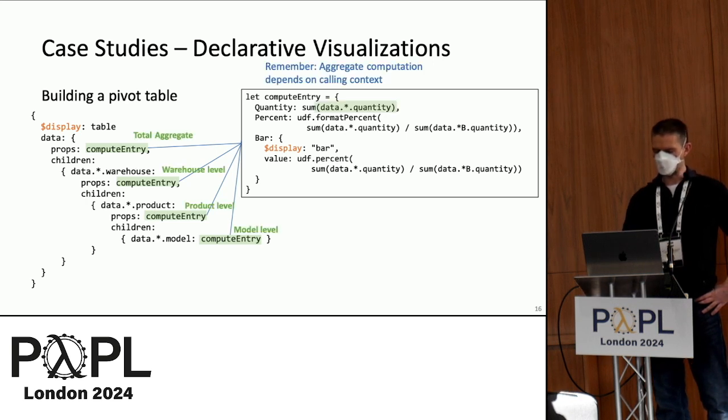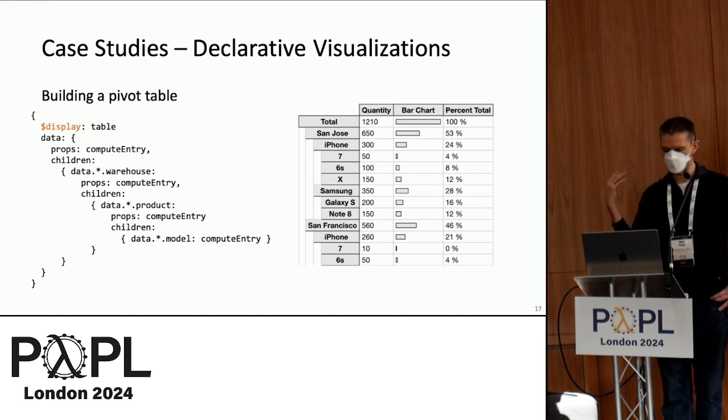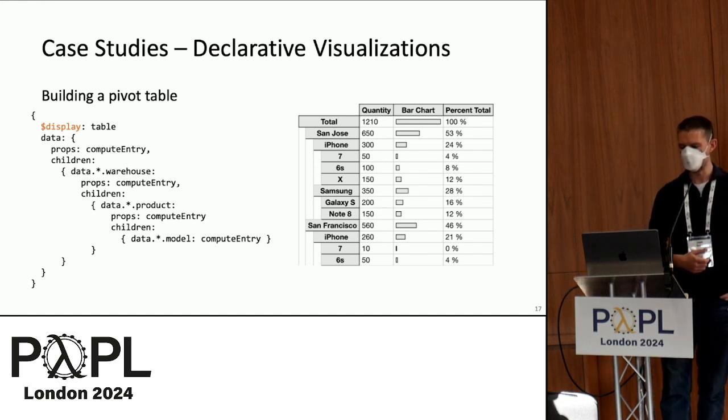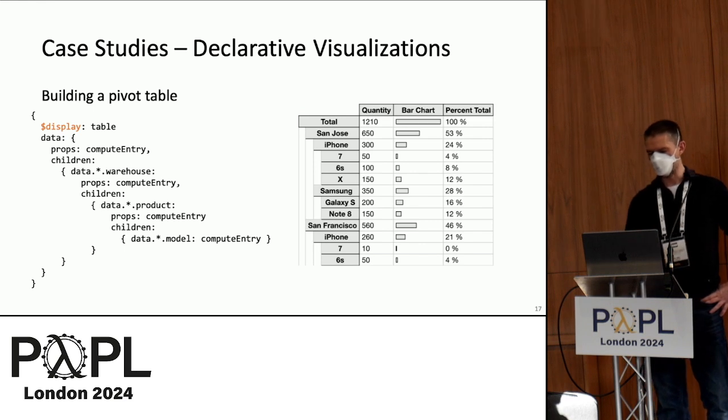And again, these things have different meaning depending on the context, different levels of grouping. And if I do that, I get this kind of pivot table here. So you can see that we have partial summation, so subtotals, we have the grand total, which is 100%, and then we have subtotals for each of the categories. So for every warehouse, we have a subtotal, San Jose, San Francisco, and then for each of the products and models, we have both the absolute numbers and percentages.